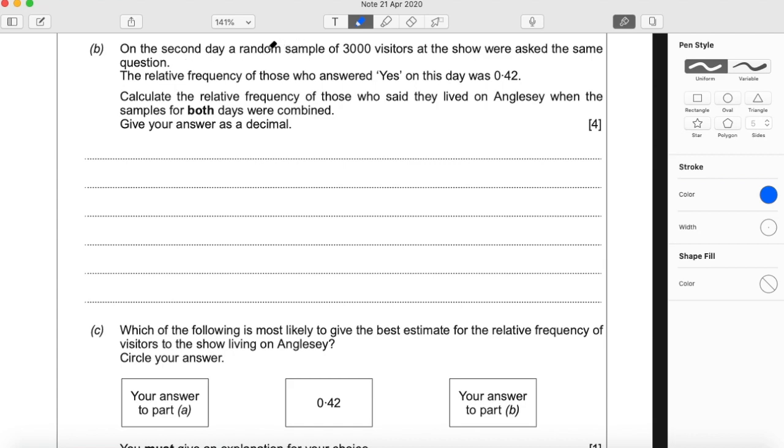Part B. On the second day, a random sample of 3,000 visitors at the show were asked the same question. The relative frequency of those who answered yes on this day was 0.42. Calculate the relative frequency of those who said they lived on Anglesey when the samples for both days were combined. Give your answer as a decimal.